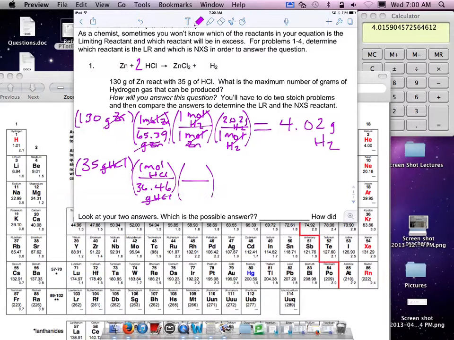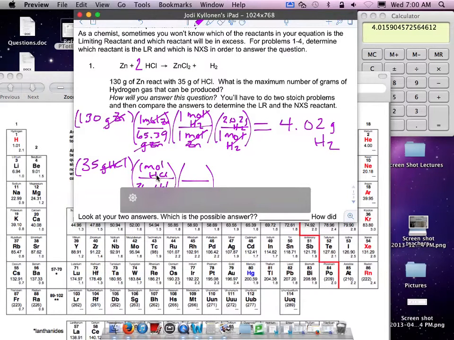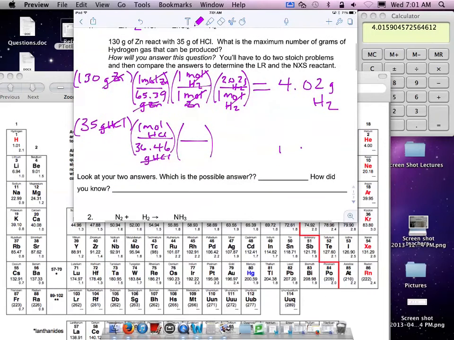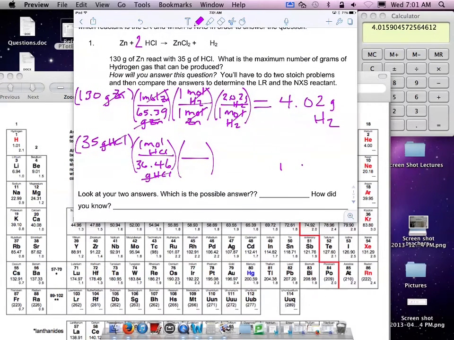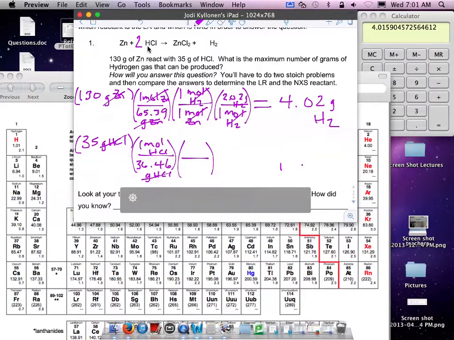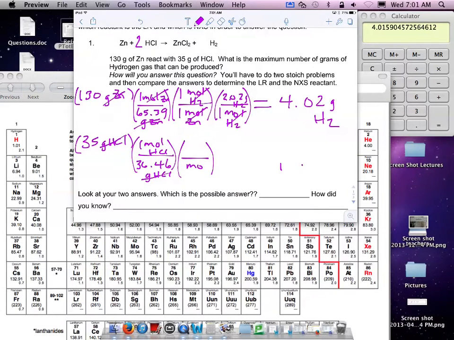Now I'm left with moles of HCl, but I didn't want moles of HCl. The whole purpose was to do the switchover step, to get from moles of HCl to moles of hydrogen so that I could answer the question. So I take a look back at my balanced equation. I end up with 2 moles of HCl for every 1 mole of H2. So on the bottom, I need HCl to cancel. So this is going to be moles of HCl, this is going to be moles of H2. For the balanced equation, I know that this is a 1 and this is a 2. Moles of HCl goes away, which is good.